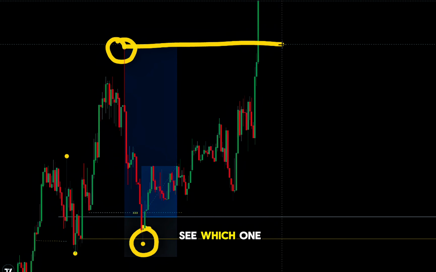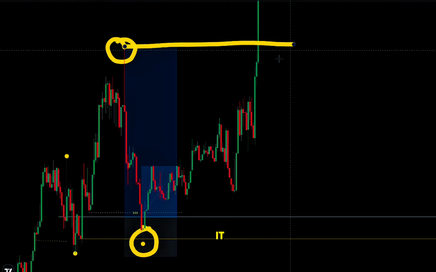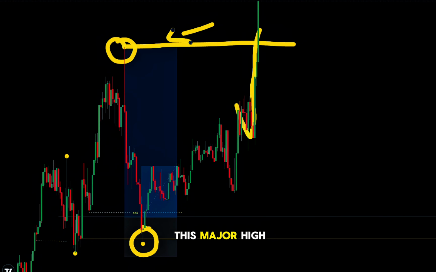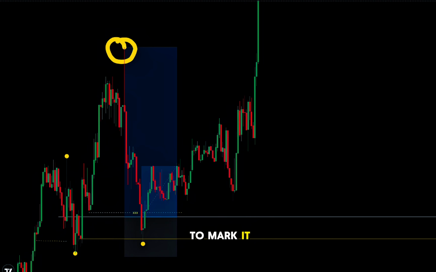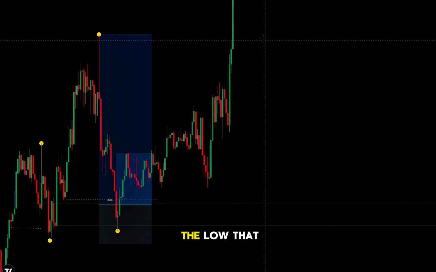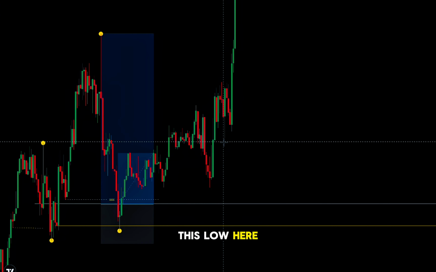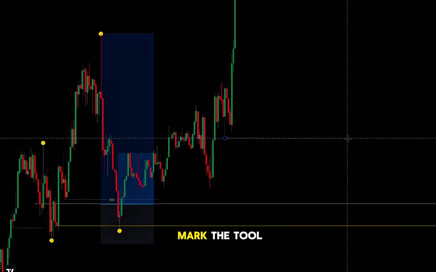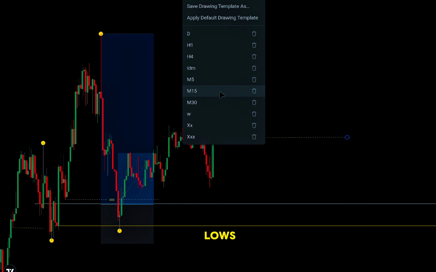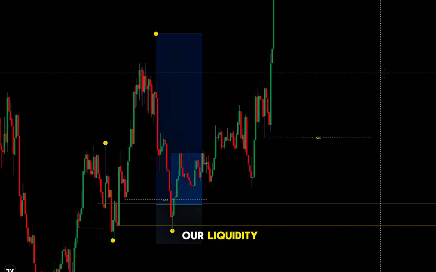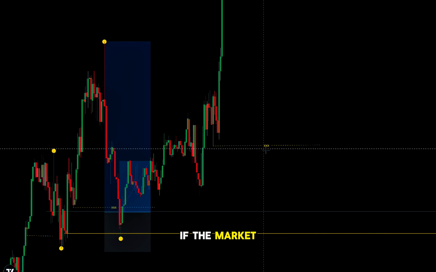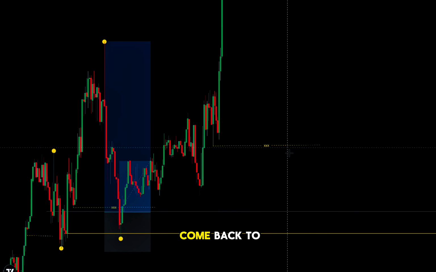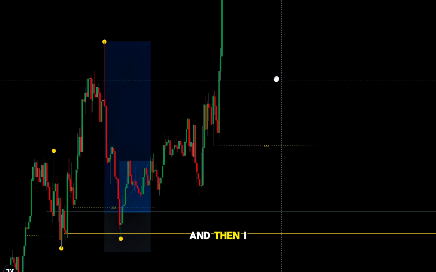We want to see which one has been broken. This is the low that has caused the break of this major high here. Hence we want to mark it and then identify the low that has done that. This low here, which we can see has some equal lows, we can just mark with the tool as equal lows, and then we mark that as our liquidity. If the market does not come to this level, I'm not interested. It has to come back to take the liquidity, and then I will get to enter.